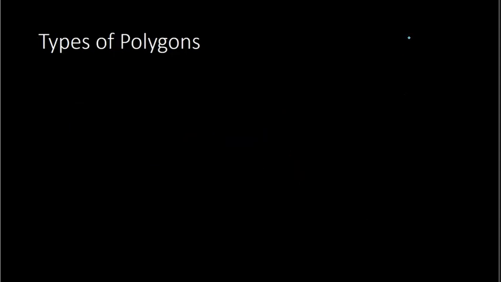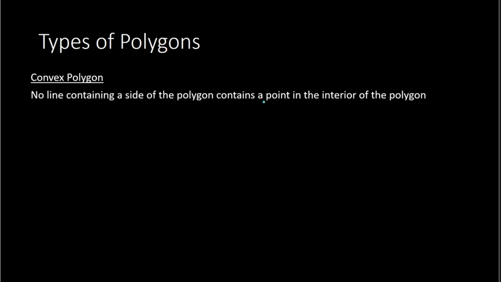Now with polygons, there are different types of polygons. First, we have convex polygons. A convex polygon is where no line containing a side of the polygon contains a point in the interior of the polygon. So for example, something like this. Now this definition might be a little vague and kind of difficult to understand.